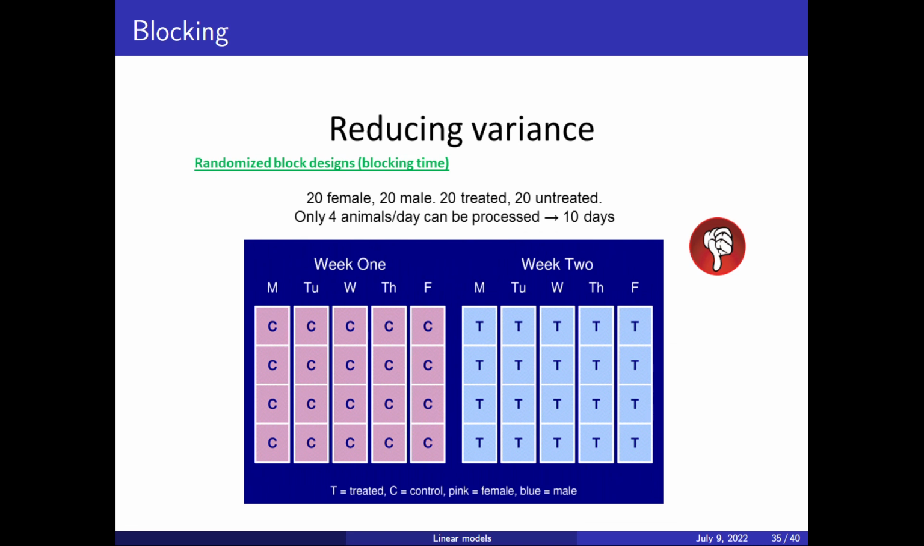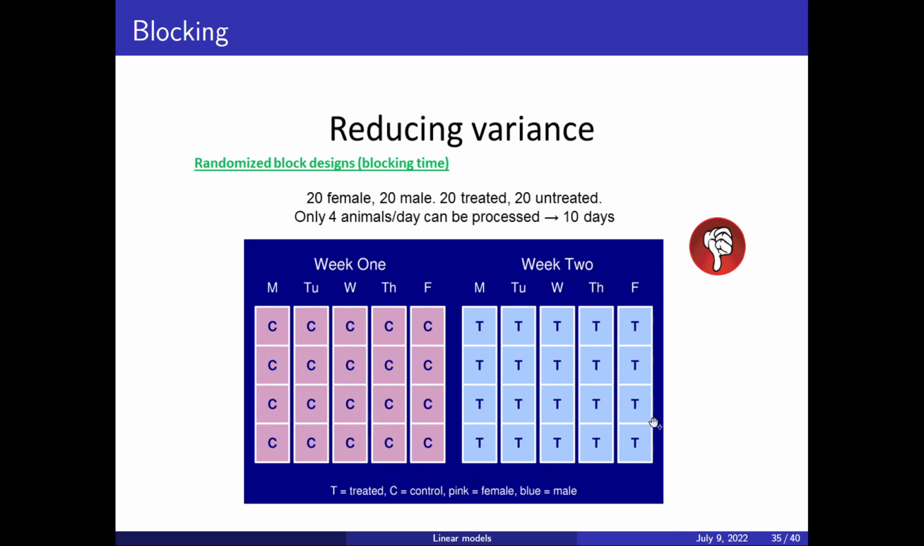So let's say that we have this design. We have decided that in the first week we will do all controls, and all controls will be female, while in the second week we will do all treatments, and all treatments will be male. So if I see a difference between control and treatment, how do I know that this difference is because of the treatment and it is not because of the sex? These are the females, these are the males, so maybe the treatment is useless, but I see differences because of sex.